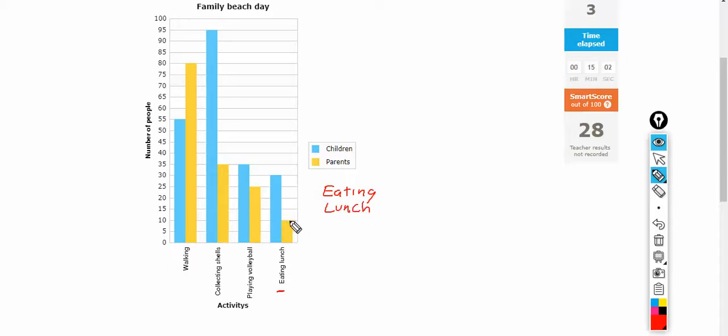I had here 10 people, so that's 10. And here I had 30 people, so I had 10 here plus 30 here, so that's 10 plus 30. That gives me a total of 40. Okay, 40 people were eating lunch.